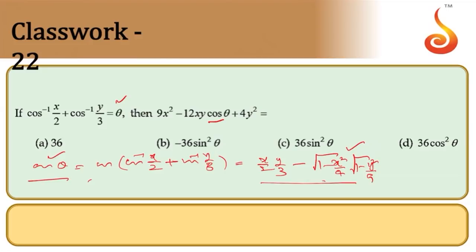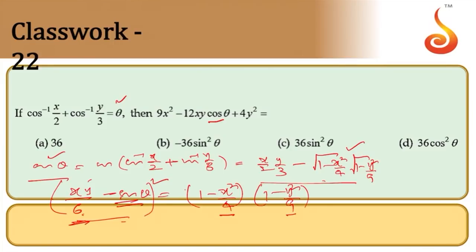This is cos theta. When you interchange the position of this and this one, you can write xy divided by 6 minus cos theta is equal to, whole square, and that is equal to 1 minus x square by 4 multiplied by 1 minus y square by 9. And on simplifying this one, you can see that 4 into 9, 36 will come. Here also 36 will come, and you'll be getting 36x square.